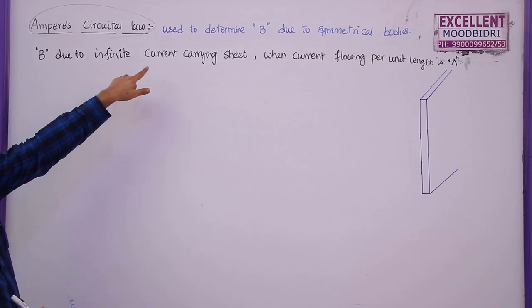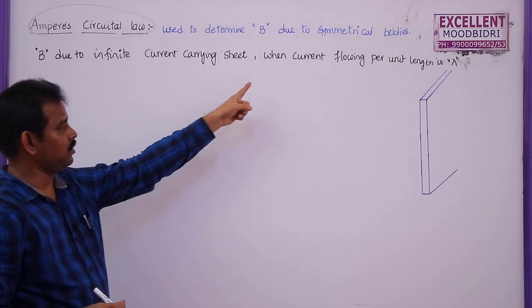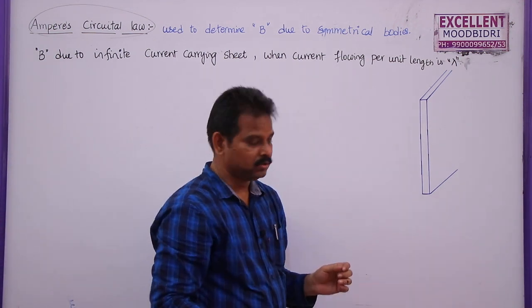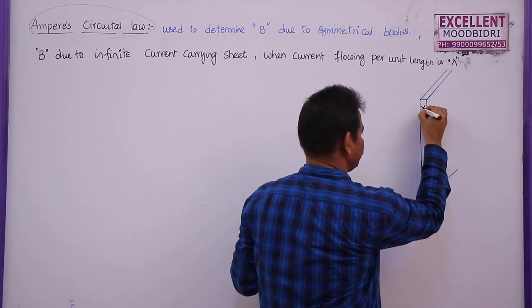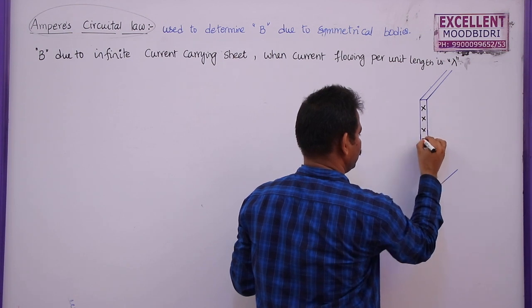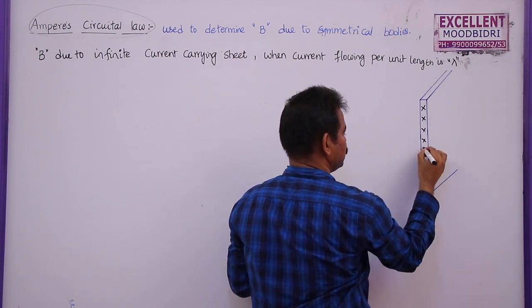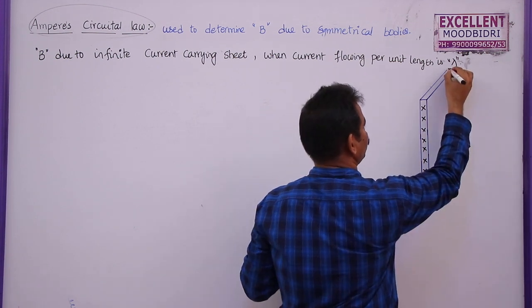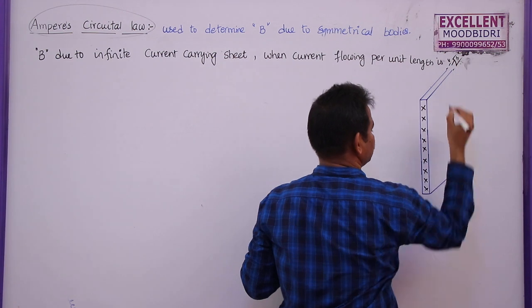To infinite current carrying sheet, when a current flowing per unit length is given as lambda. So this is a sheet. So current is flowing through this sheet into this one like this. And this is an infinitely long sheet. So I am not showing the end here. So this will be extended like this.